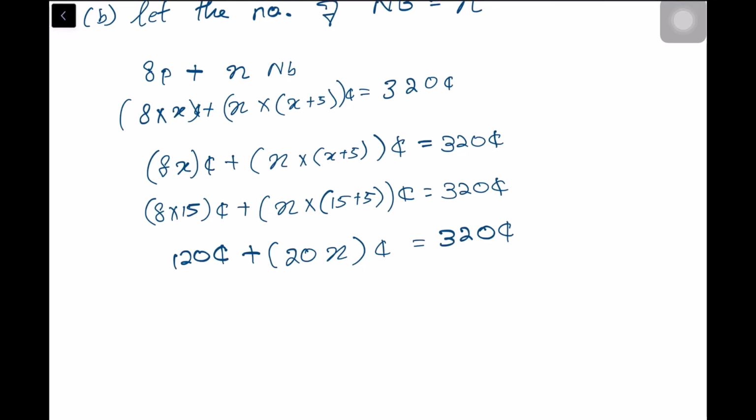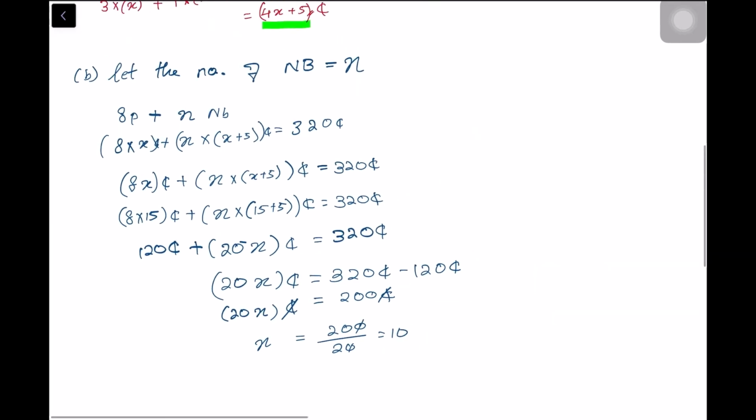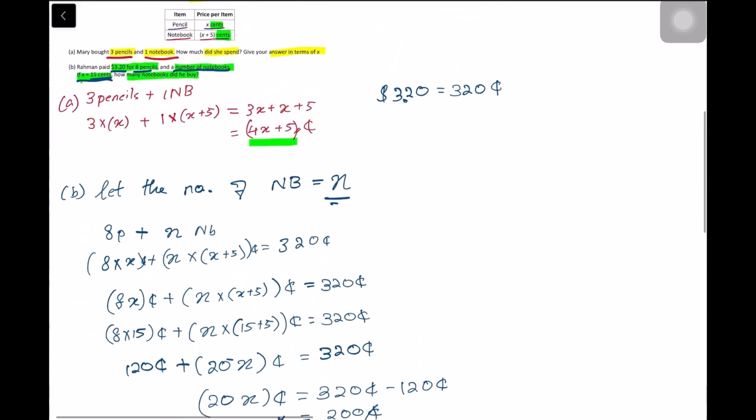What we get is basically simple subtraction. So we have 20n cents is equals to 320 cents minus 120 cents, which gives us 200 cents. So 20n cents is equals to 200 cents. The cents cancel out. We need to find the value of n. So n is equals to 200 divided by 20, which gives us 10. So the number of notebooks, which is n, is equals to 10. The number of notebooks bought is equals to 10.